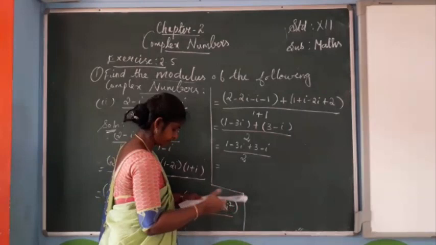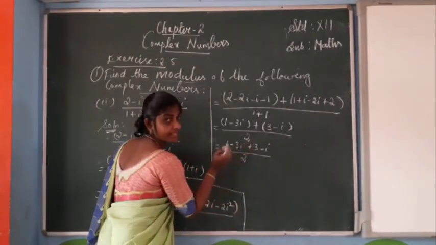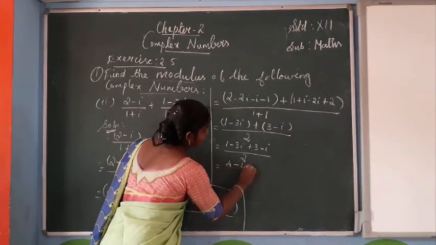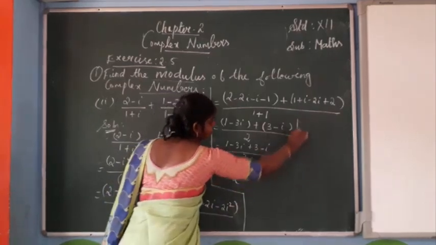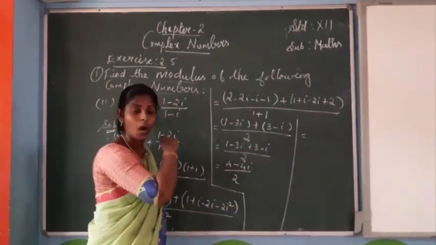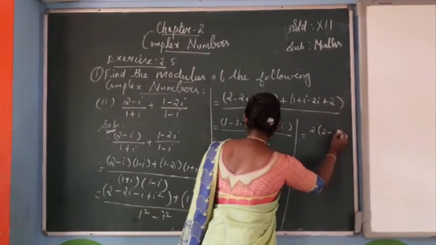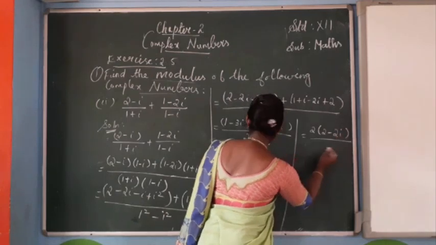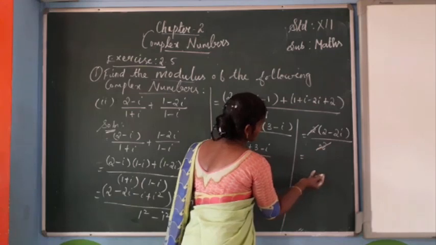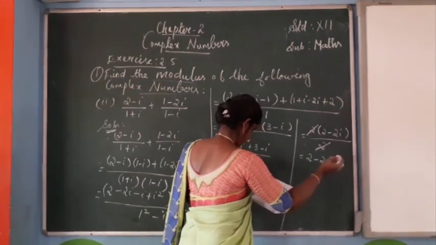That's equal to 1 plus 3, the value is 4, minus 3i minus i, minus 4i divided by 2. Equal to, here 4 is there, we can take 2 outside. So 2 into 2 minus 2i divided by 2. So we can cancel this 2. That's equal to 2 minus 2i.